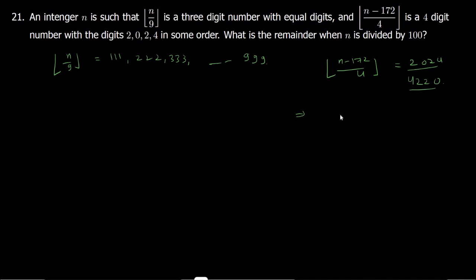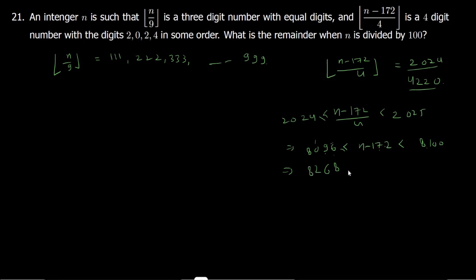Now if that is the case, then (n minus 172) by 4 will lie between 2024 and 2025, 2024 inclusive, 2025 exclusive. If I multiply by 4, then 4 fours are 16, 4 times 2024 will be 8096. So from 8096 to 8100 is n minus 172, and if I add 172, 6 plus 2 will be 8, 9 plus 7 will be 16, 1 plus 1 will be 2, so 8268 is less than or equal to n, strictly less than, if you add 172 to 8100, you will get 8272. So n is at least this.